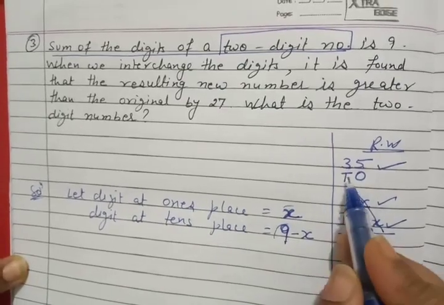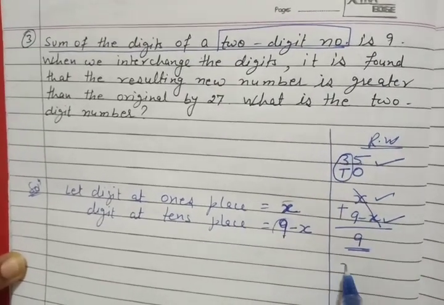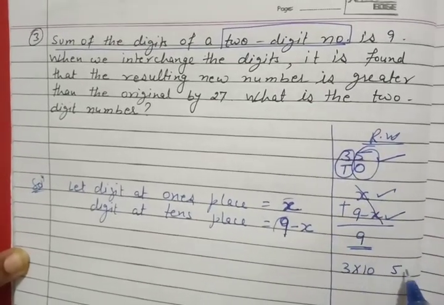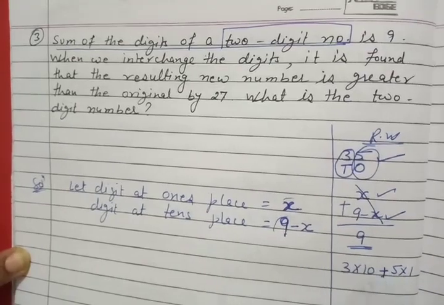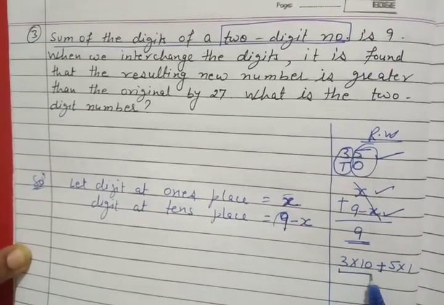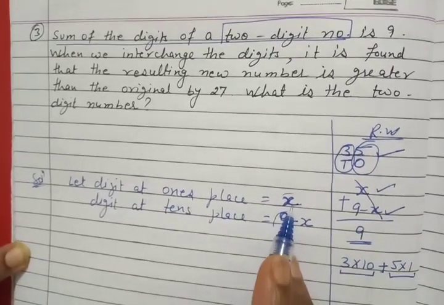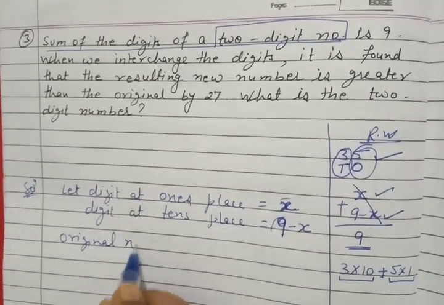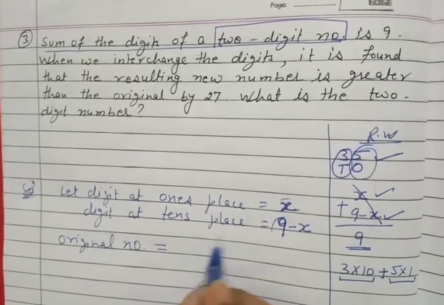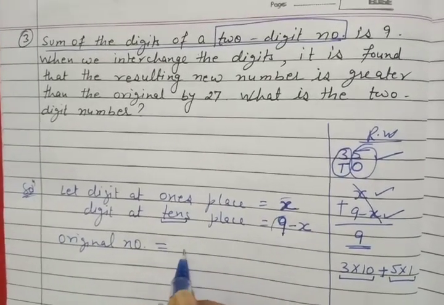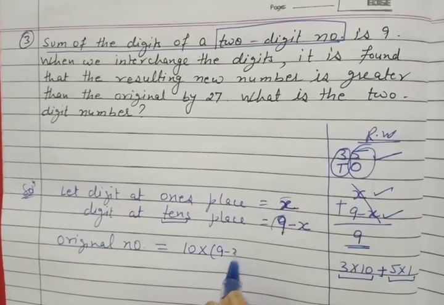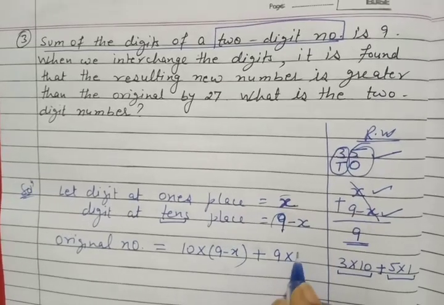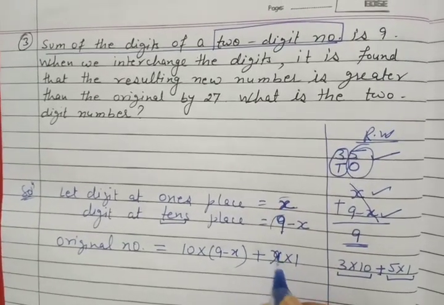How can we write this? This is at tens place, so we multiply by 10. This is at ones place, so we multiply it with 1, and in between the plus sign. Tens place, ones place. So we will write the original number, which is equal to tens place means 10 multiplied by 9 minus x, ones place means x multiplied by 1.